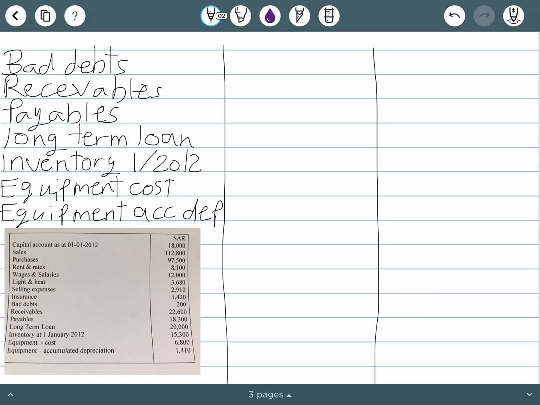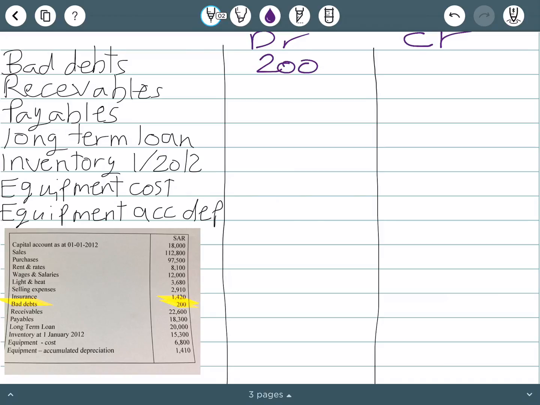Moving on, also here, bad debts are a sort of expense. When someone did not pay, it becomes a bad debt, so we account for this in the expenses. So we have bad debts and it is 200. So here we have a debit and then here we have credit. So here we have 200.